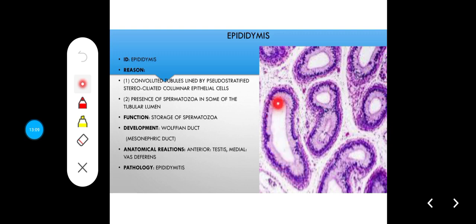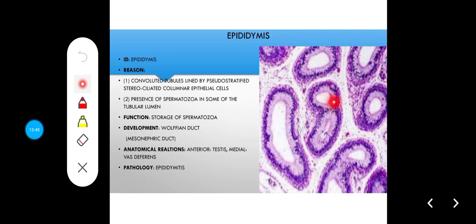So look at this. You can appreciate the clear-cut lumen. And then this layer is a layer of pseudostratified stereociliated columnar epithelium. So these cells contain stereocilia that aid in propelling spermatozoa or mature sperm cells to the outside world.